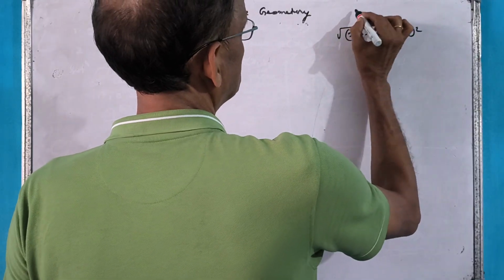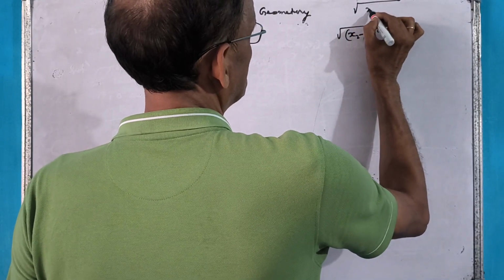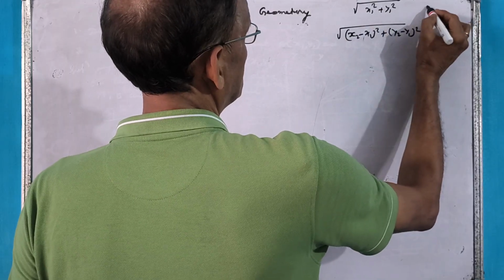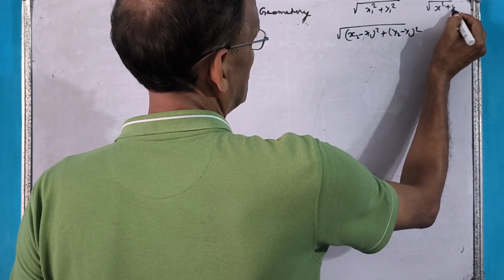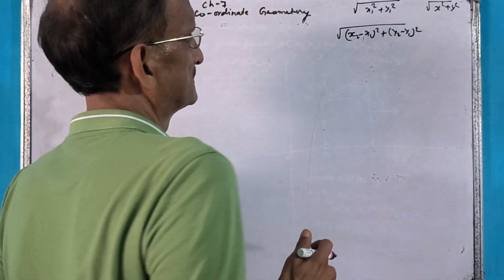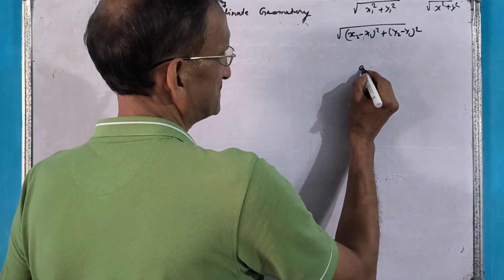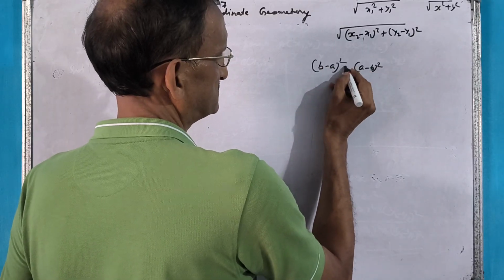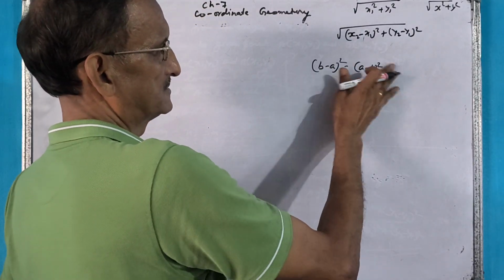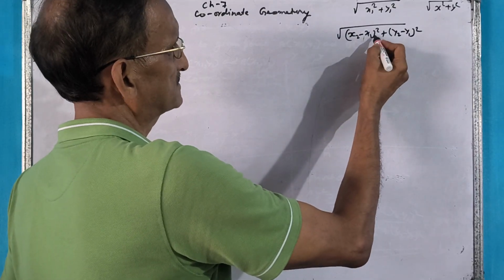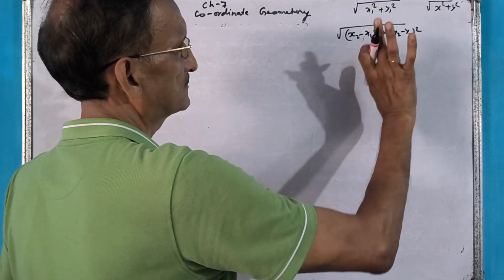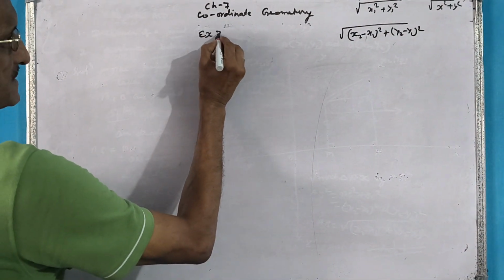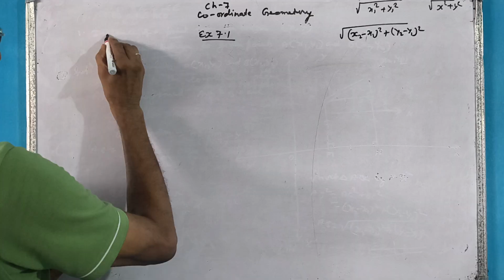The distance of a point from the origin is what? We can write either x1 square plus y1 square, or x square plus y square, the meaning is the same. Now see here, since a minus b whole square and b minus a whole square are the same, this formula can also be used as x1 minus x2 whole square and y1 minus y2 whole square. So now let us start exercise 7.1, question number 1.